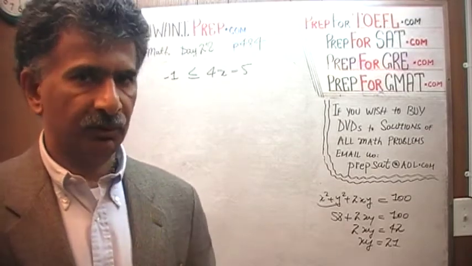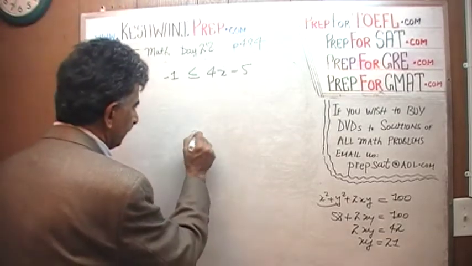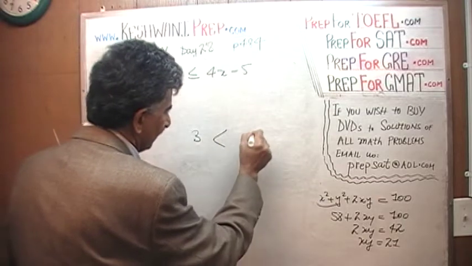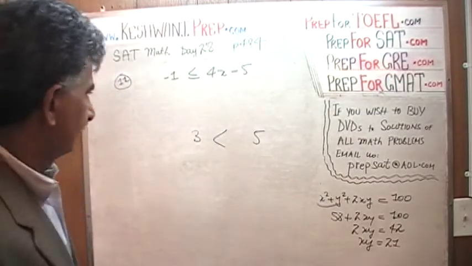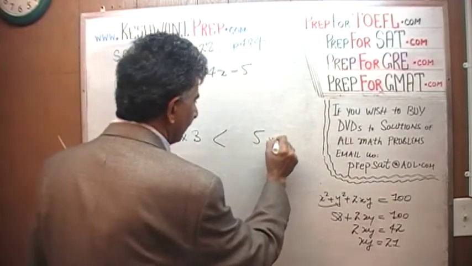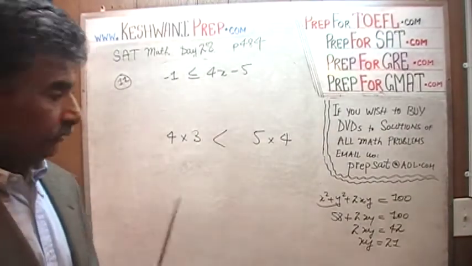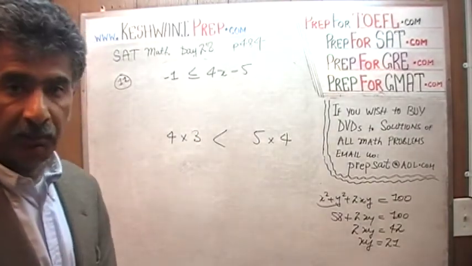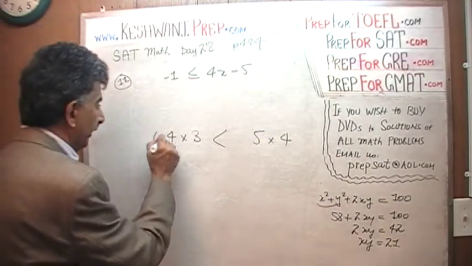The only exception is this. For example here, 3 is less than 5. Would you agree to it? 3 is less than 5. Yes. You would also agree that 3 times 4 is less than 5 times 4. Of course. So as long as you multiply both sides by a positive number, you're fine. But what happens if you were to multiply both sides by a negative number?